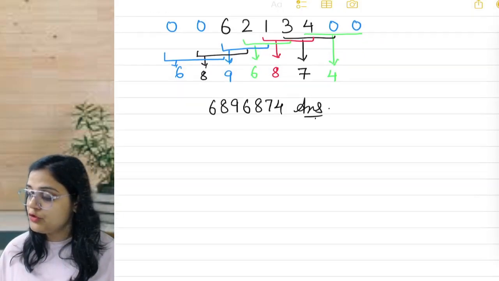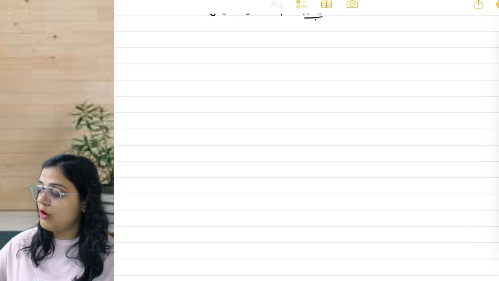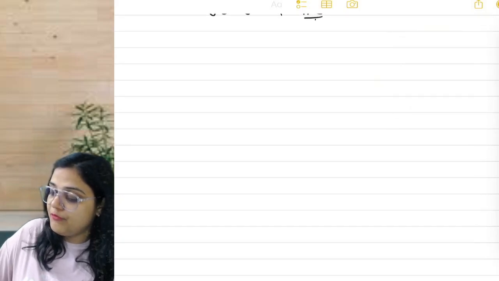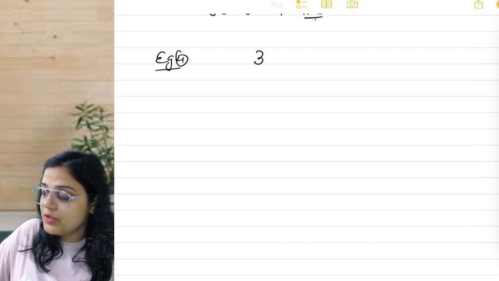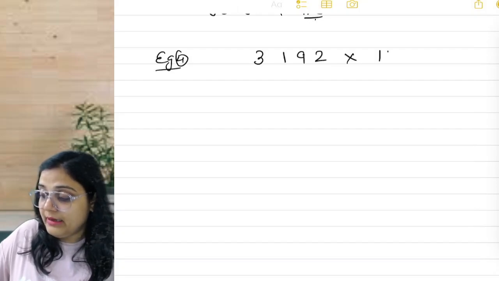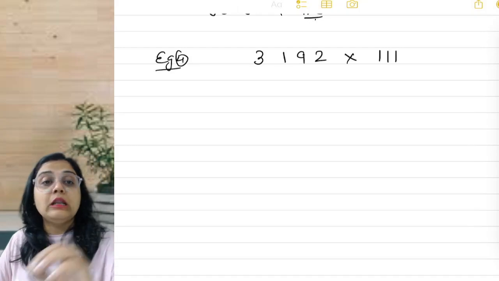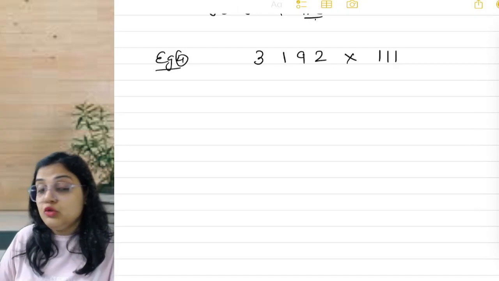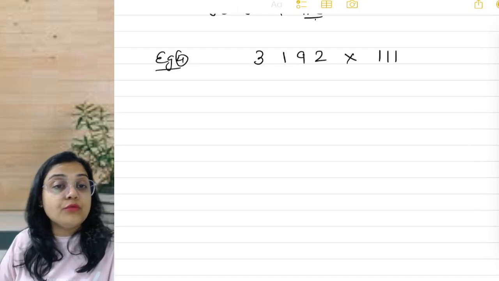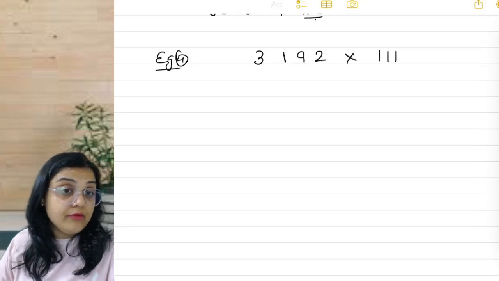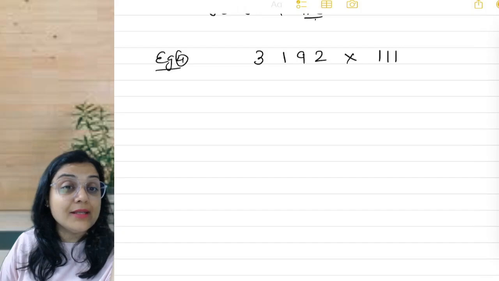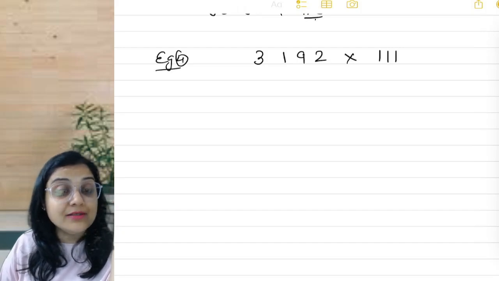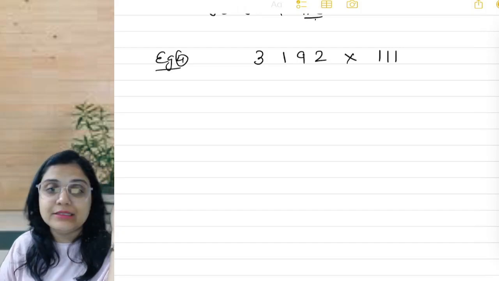All right. So moving to example number 4 now. Example number 4. Suppose I have 3192 multiplied by 111. Now see, you might be thinking that this is just a 4-digit number, and earlier I had a 5-digit number, so this must be easy. But no, you will see some carries in it. You will find some carry situations in this where you have to balance the carry.